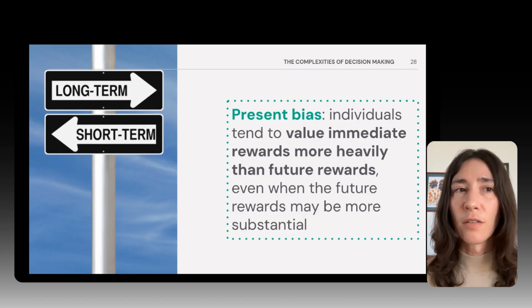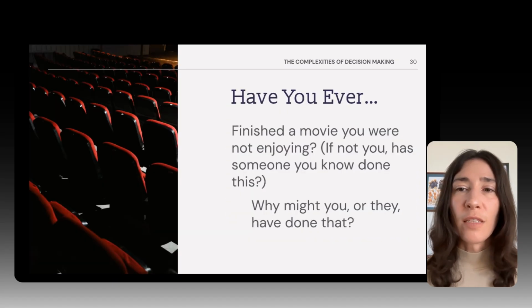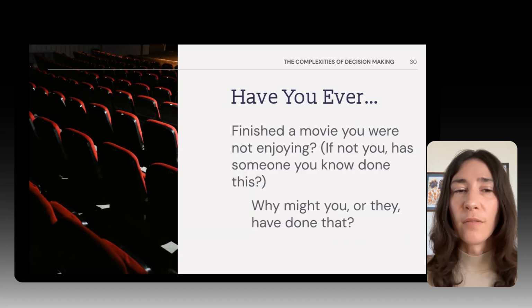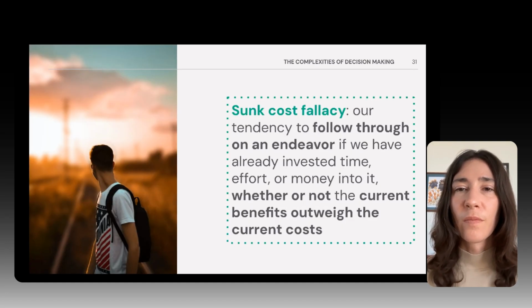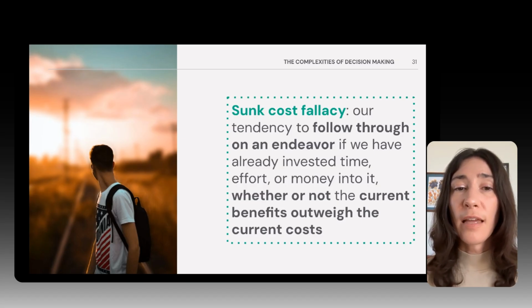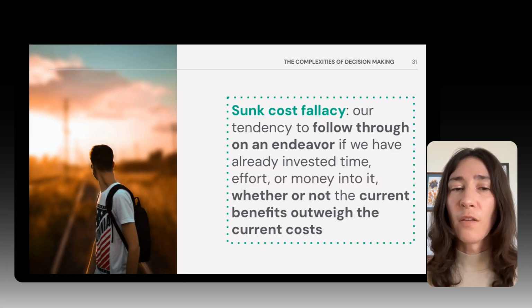Students seem to have fun with this question, which is, have you ever finished a movie you were not enjoying and why? They might be excited to tell you what that movie was. So that's our example of the sunk cost fallacy, where people tend to follow through on an endeavor if we've invested time, effort, or money, whether or not the current benefits outweigh the current costs.